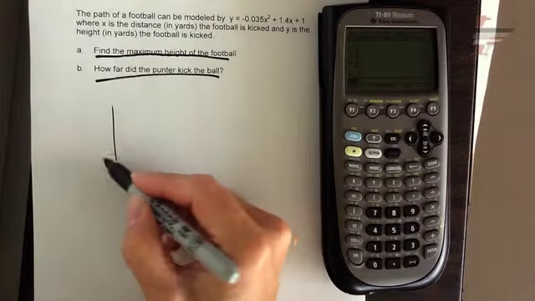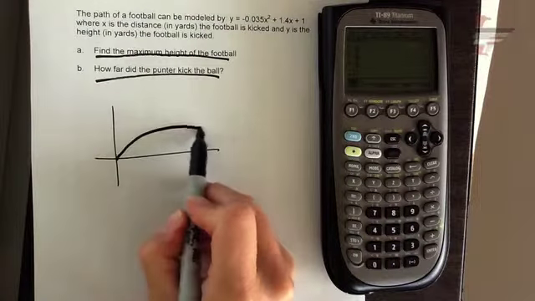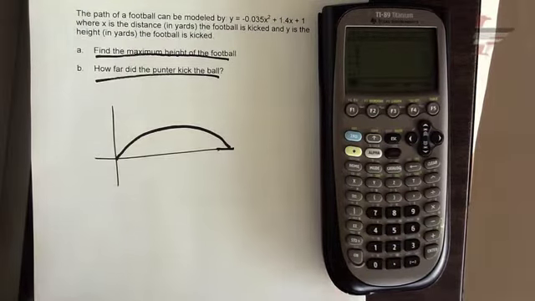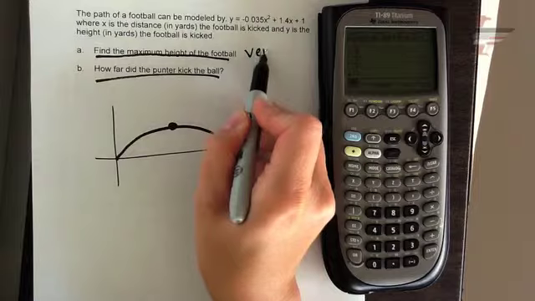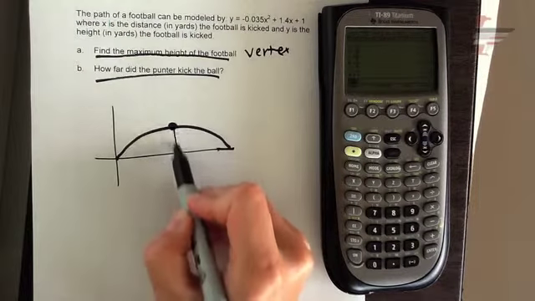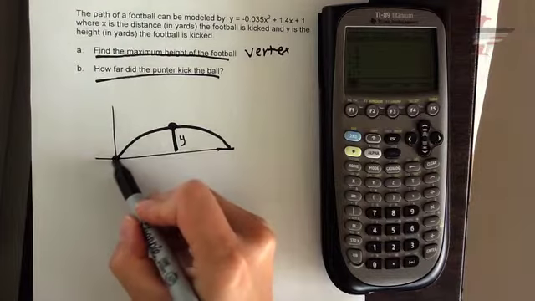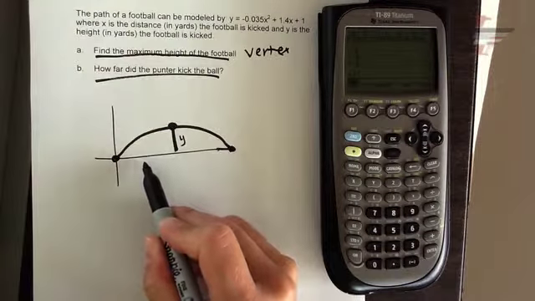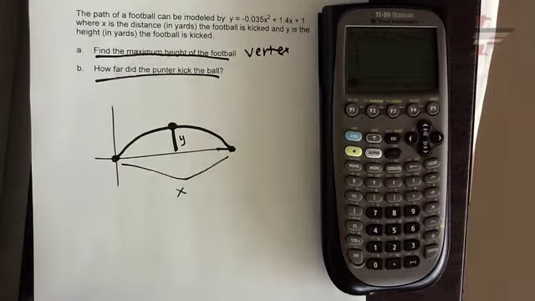So if you think about a punter kicking a ball, they're going to kick it, it's going to go up, and then it's going to come back down. You see that nice path of a quadratic. So the maximum height, aka vertex, right? Max, min, always think vertex, is going to be that y-coordinate. How far did he kick the ball? Wherever it started to wherever it ended is going to be that distance, right?